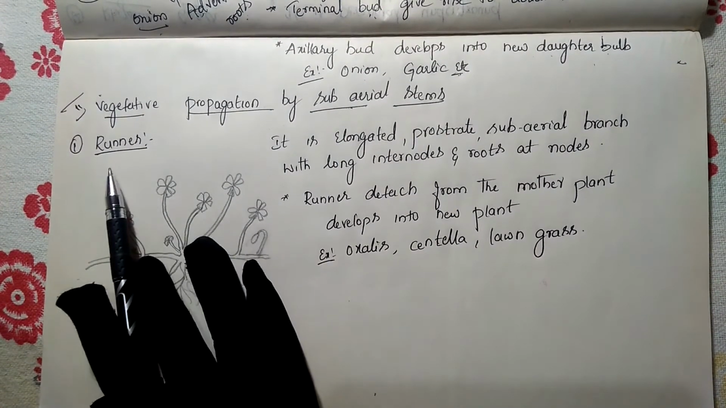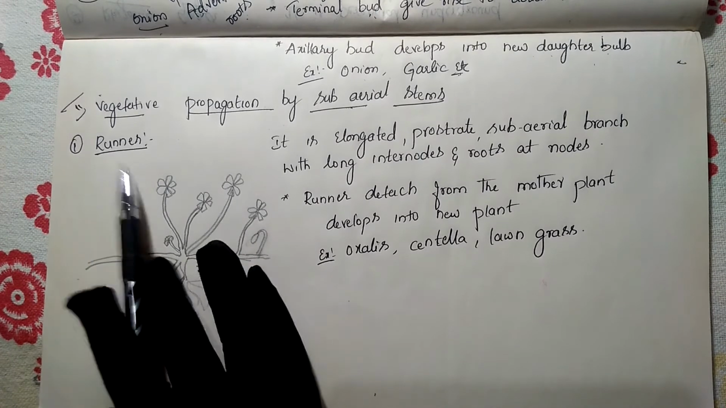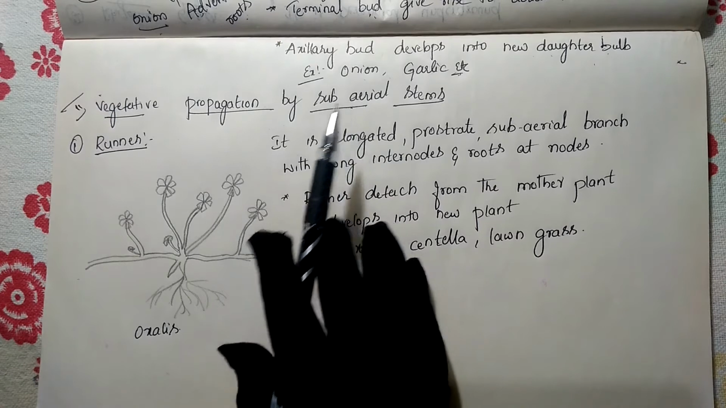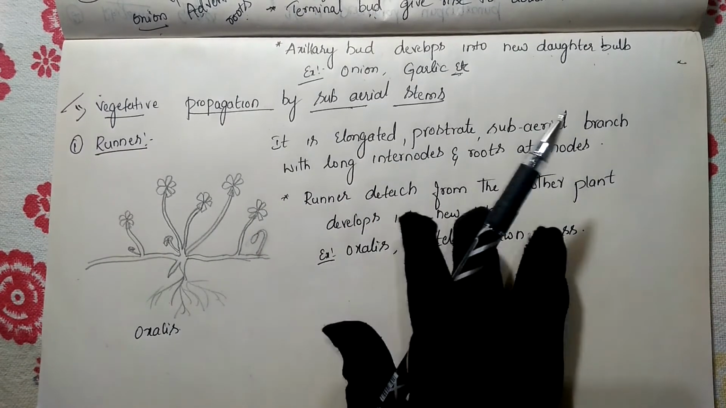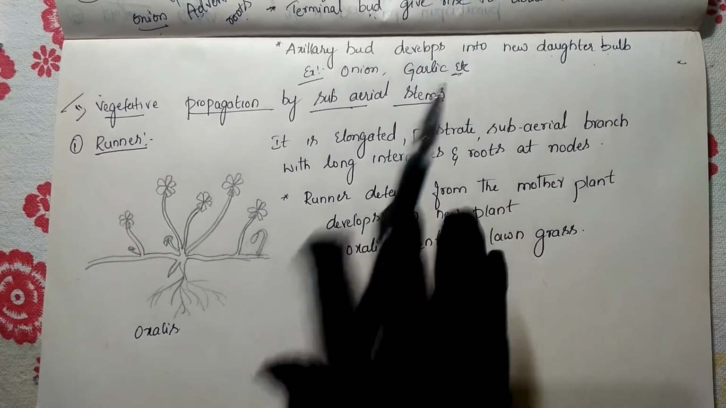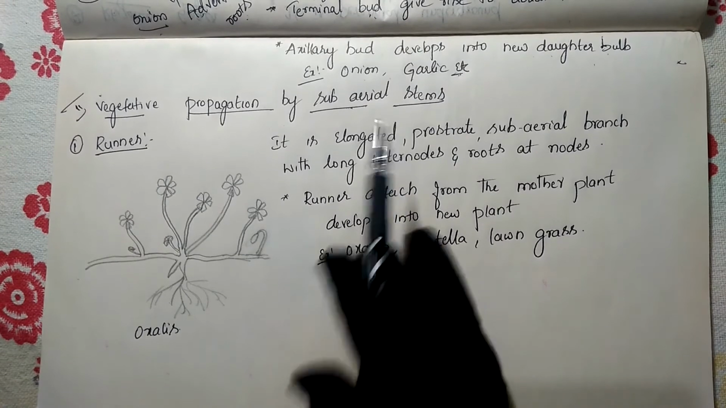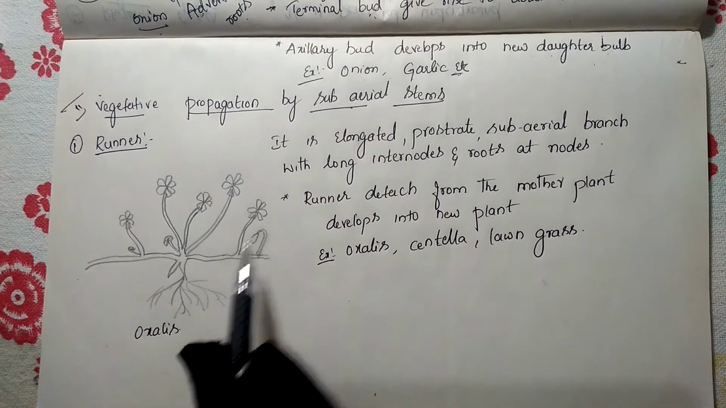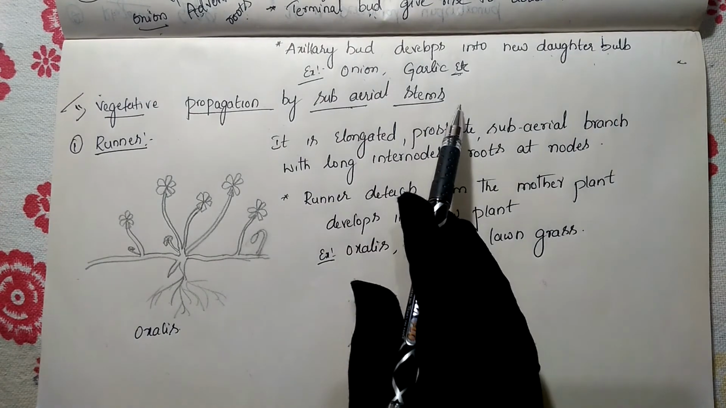In the subaerial stem, the first one is the runner. Subaerial means, aerial means air, so here the stem is present in the air, but it does not grow vertically; the stem grows in a horizontal manner. That's why we call it a subaerial stem.